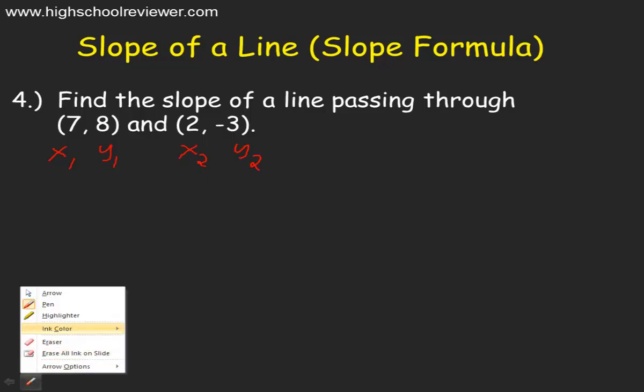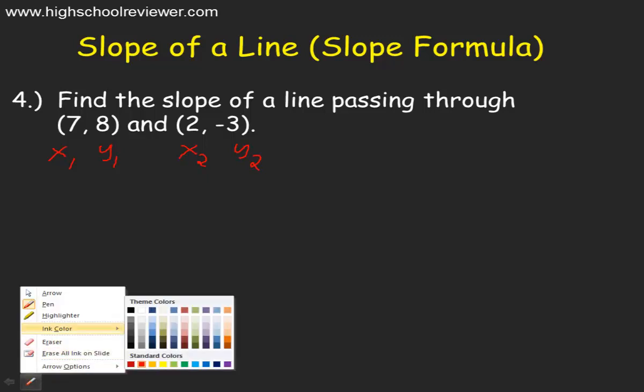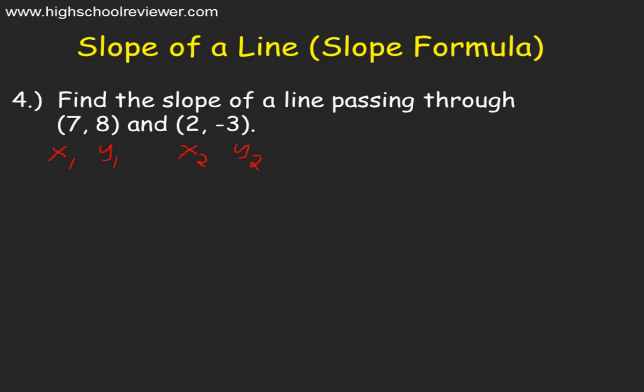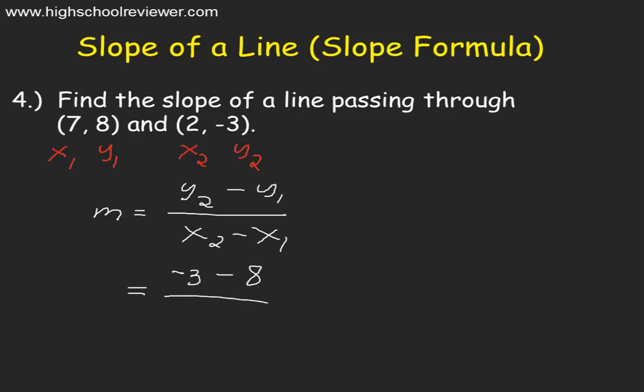And then we are now going to solve for the slope of a line using the slope formula, that is m is equal to y sub 2 minus y sub 1 all over x sub 2 minus x sub 1. Our y sub 2 is negative 3 minus y sub 1, which is positive 8, all over x sub 2, that is positive 2 minus x sub 1, that is positive 7.